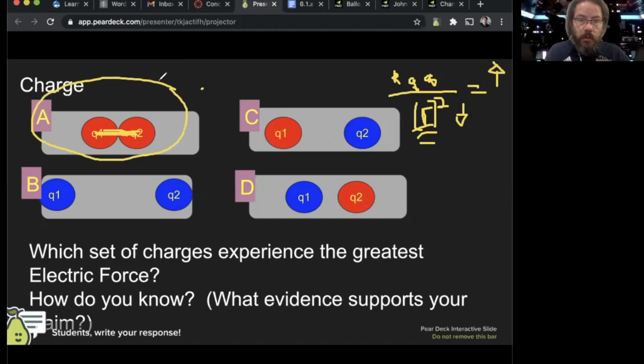So the really simple answer: which one has the greater force? Letter A has the greater force because the charges are closest together. Now, when I let go of the charges, which one's going to fly apart the fastest? Letter A, because they have the greater force.